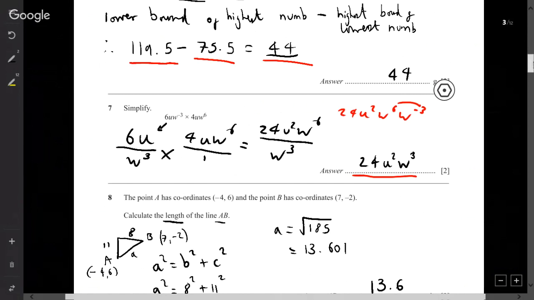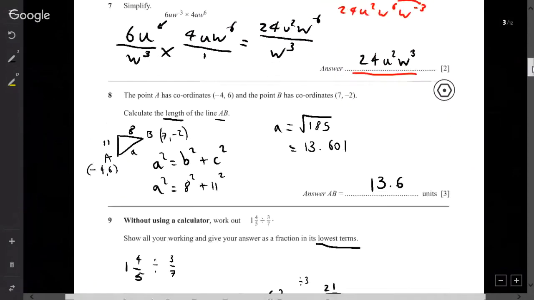All right. Question number 8. The point A has coordinates -4, 6, and B has coordinates 7, -2. Calculate the length of AB. So the easiest way to do this is to draw out a triangle. So this is point A, -4, 6. This is point B, 7, -2. And so this is the line AB we want to find. So I'm going to use Pythagoras' equation, which you should know, a squared equals b squared plus c squared, to find the length of this.